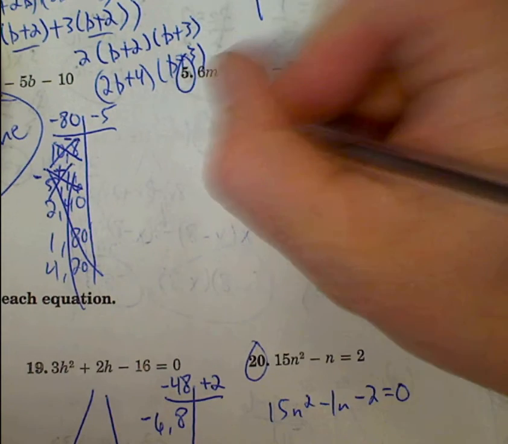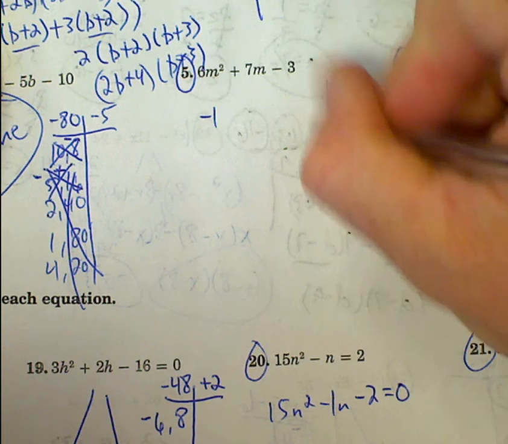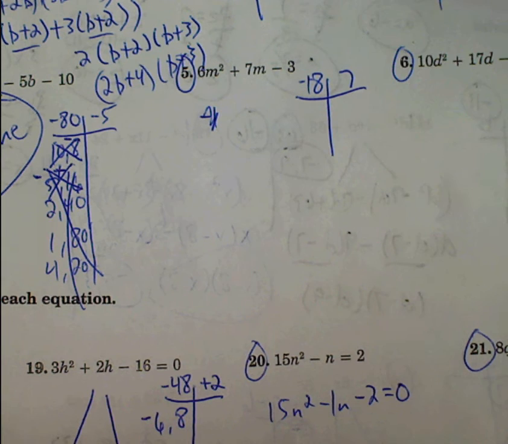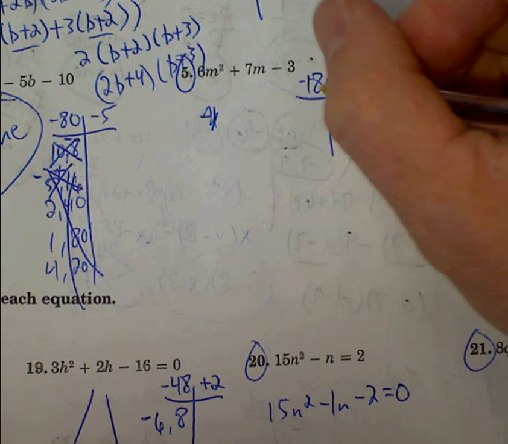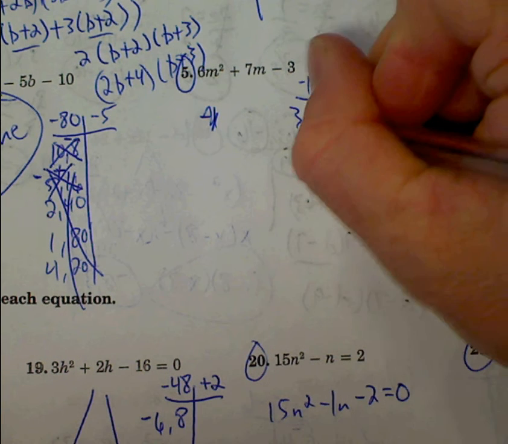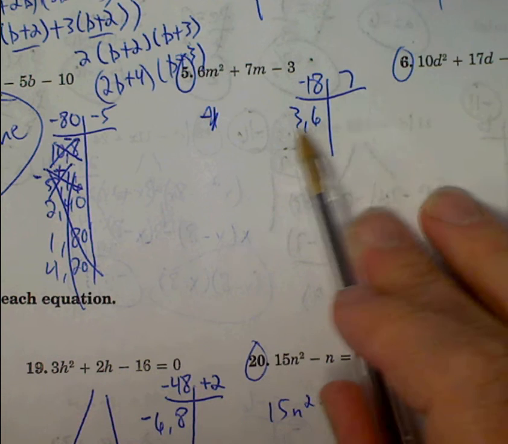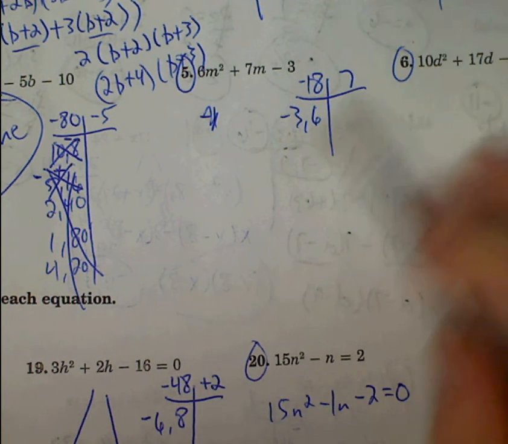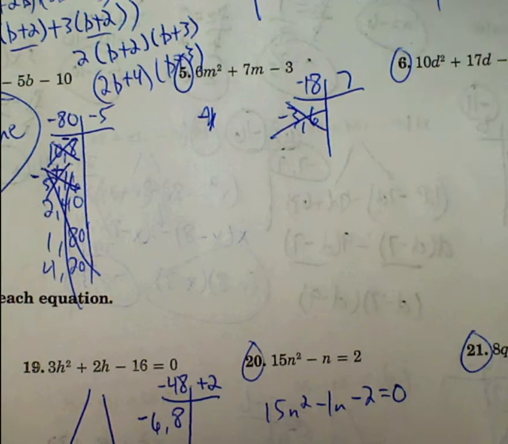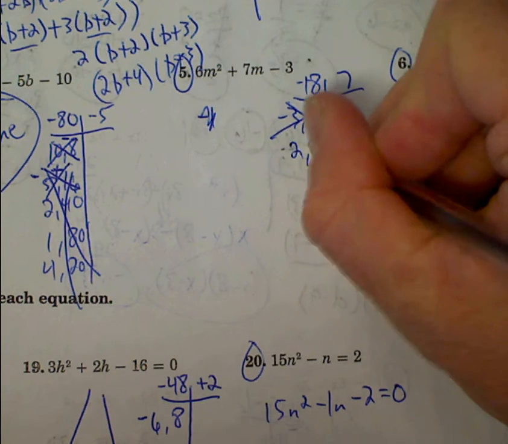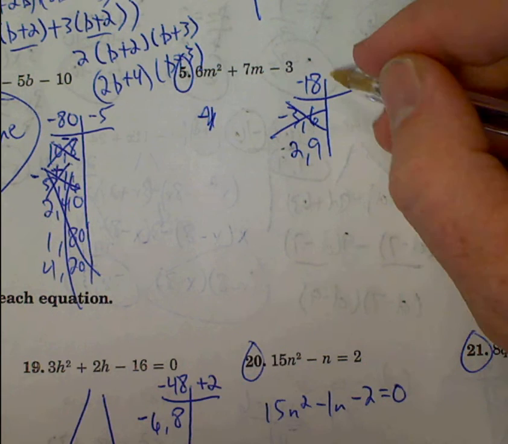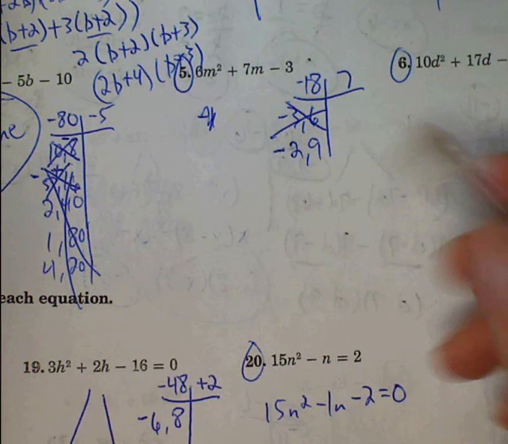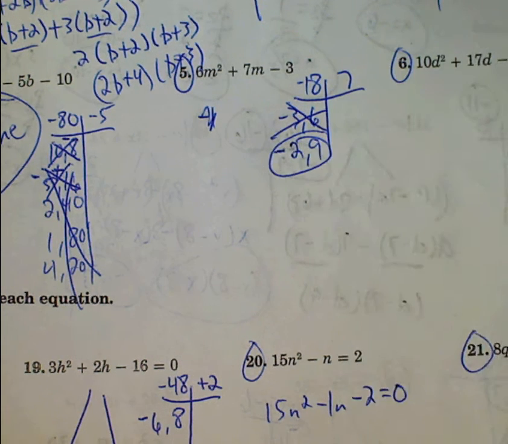6 times negative 3 is negative 18. Middle term is 7. I can do 3 and 6. 3 plus 6 is 9. One of them has to be negative. There's no way to get the 7. I could do 2 and 9. The 2 could be negative. So negative 2, positive 9 works.